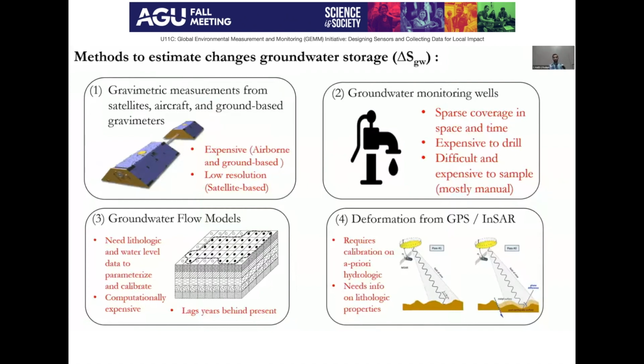Groundwater flow models need lithologic and water level data to be parameterized and calibrated. They're computationally expensive, and for these reasons, they often lag years behind the present, so aren't that useful for real-time management and decision-making. And lastly, the deformation data from GPS and InSAR require calibration to an a priori hydrologic model, and they also need some information on lithologic properties in the subsurface in order to translate that deformation into an actual change in water volume.